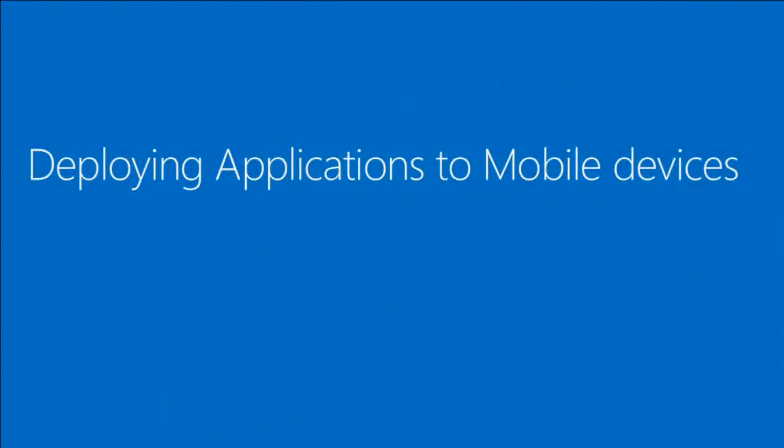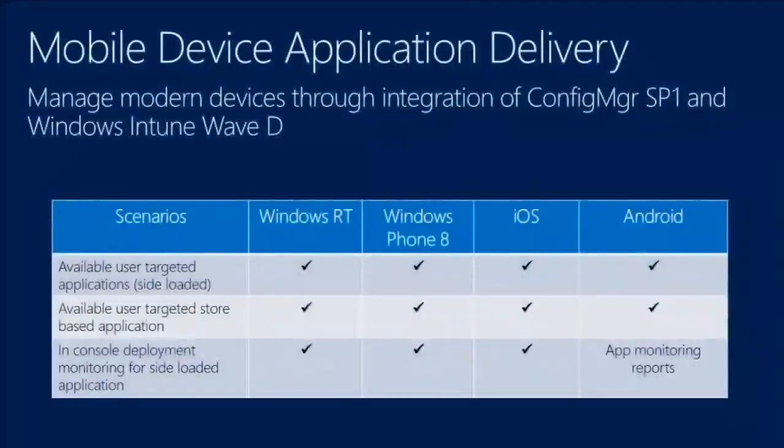Great. So now that we have seen how to deploy Windows 8 applications on PCs, let's talk about deploying applications to mobile devices. Here are a couple of scenarios from a mobile device perspective. You can have BYOD devices coming into your corporate environment, and you want to make the end users productive on their devices anywhere in the world. In that case, there are a few options that you have from the scenario perspective.